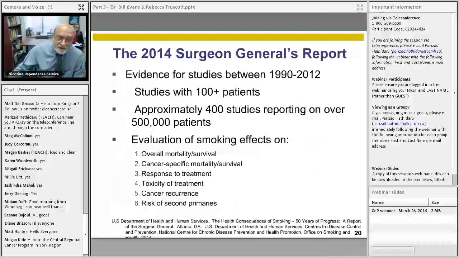So for the next few minutes, what I want to present is some of the evidence out of the Surgeon General's report, just to show you the robustness of the evidence in support of the linkage between smoking and overall mortality and survival in cancer patients, and cancer-specific mortality, the response to treatment and how it's impacted by smoking, how toxicity is influenced by smoking, that's the toxicity of treatment, and the effects of smoking in terms of cancer recurrence and the risk of second primaries.